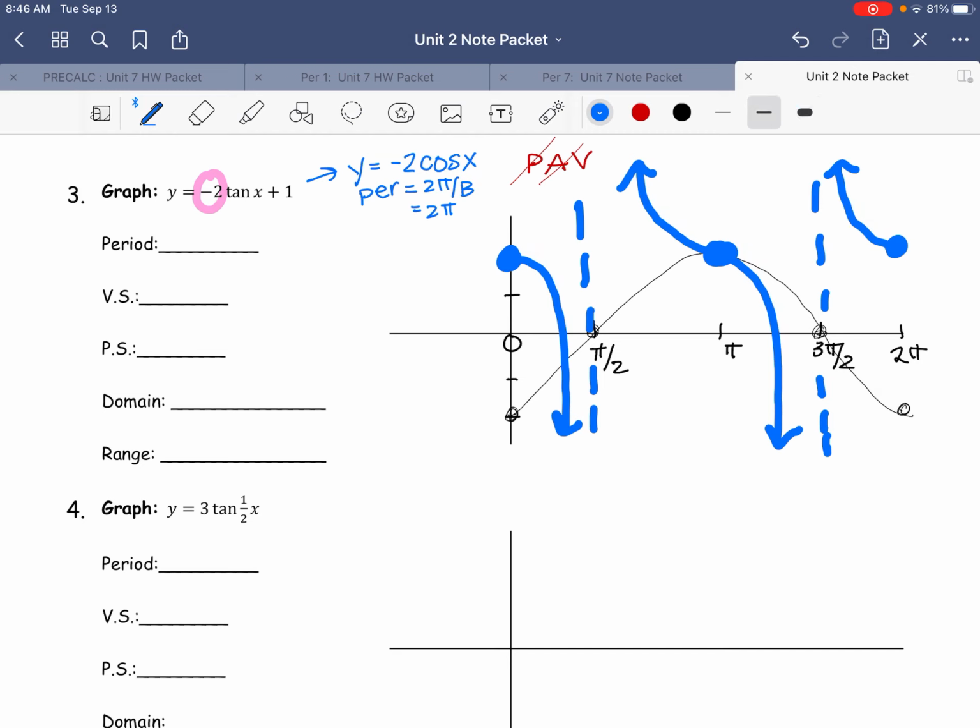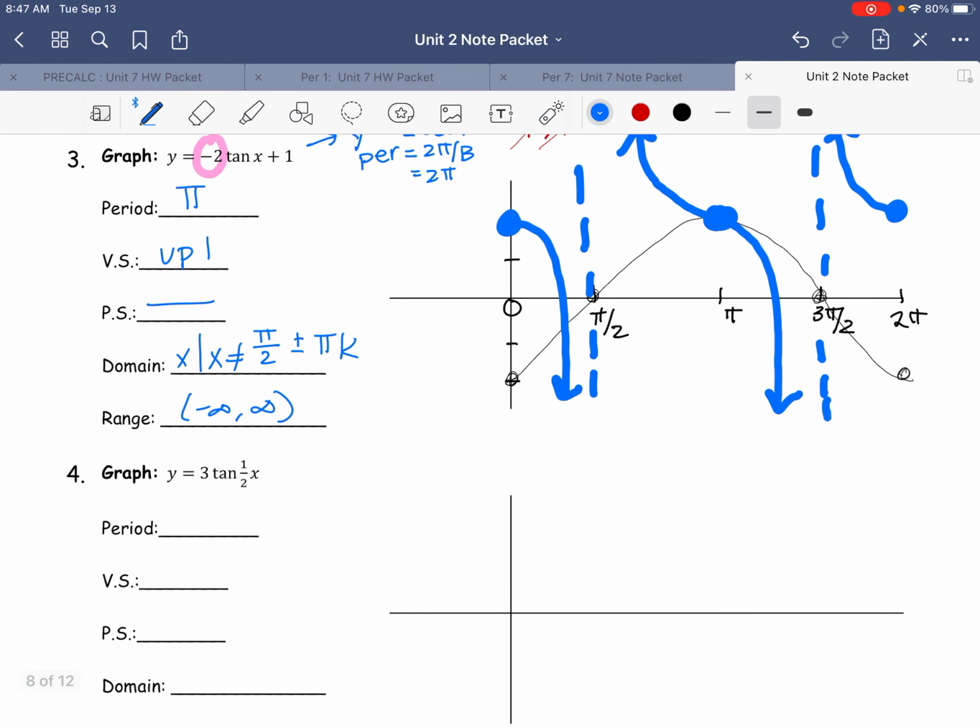Okay, my period is going to be pi over b, or pi. Vertical shift up 1. Domain, x such that x does not equal your first asymptote, plus or minus the period k. Range is always going to be the same.